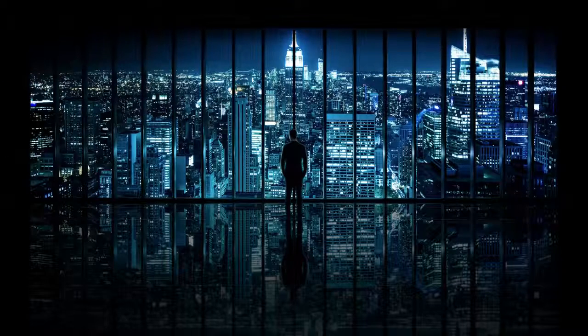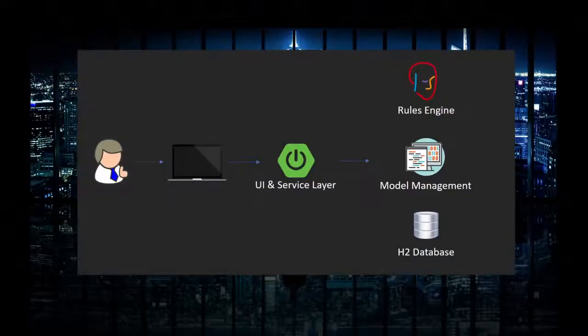Now let's look at the system design of our project. We have a UI and service layer. We are communicating with the rules engine from the service layer. We have a model management project folder, which is a centralized area to hold our data object so that the service layer and rules engine will be able to retrieve the data object structure and use the same data object structure from this model management project folder.